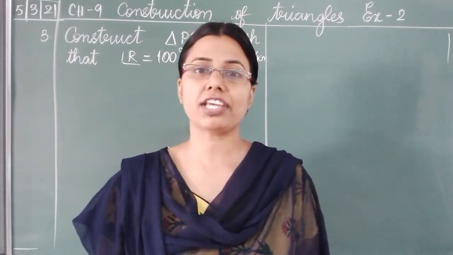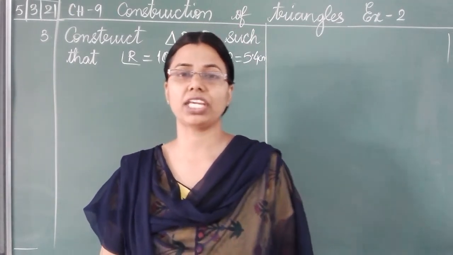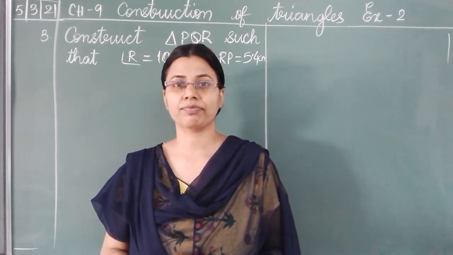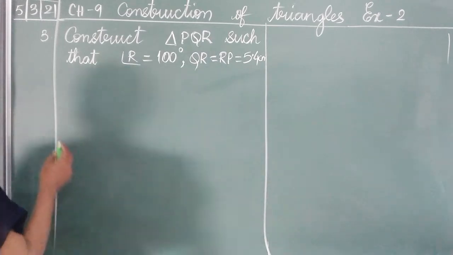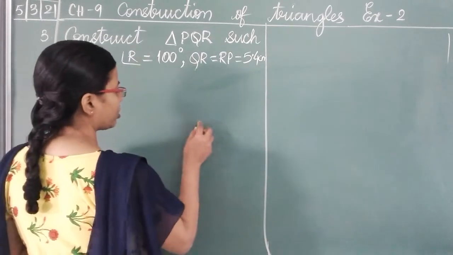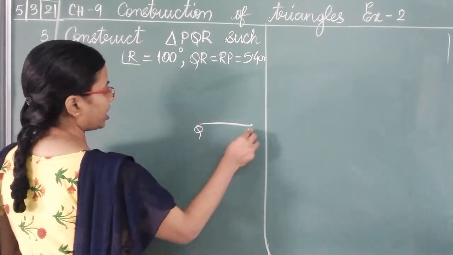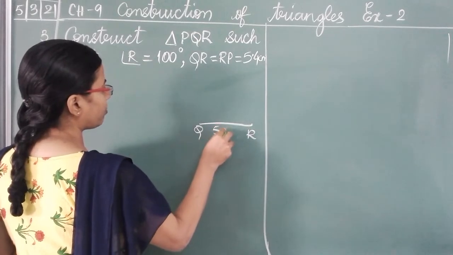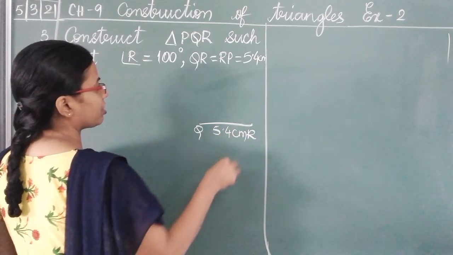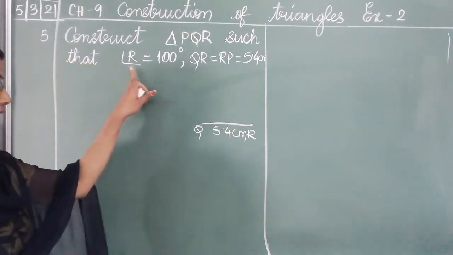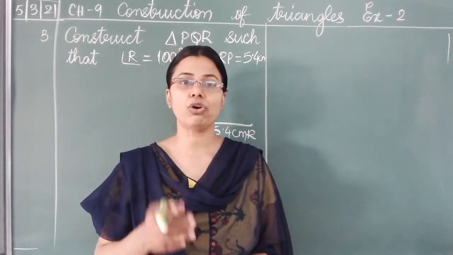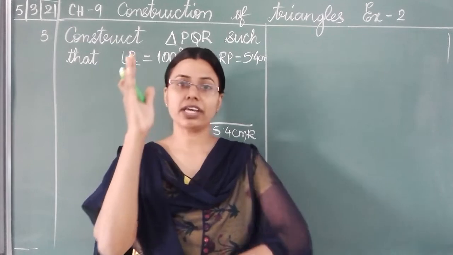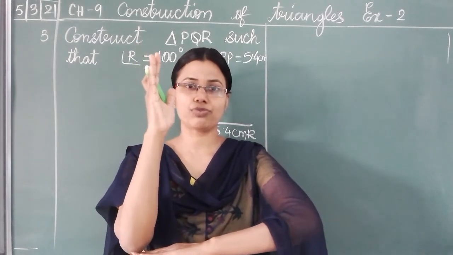What is the first step that we have to do when we are making a construction? Very good. We have to draw a rough sketch. So let us draw a rough sketch first. So I am taking QR, which is of length 5.4 centimeters. Then I know that angle R is 100 degrees. How will you estimate the angle of 100 degrees? Yes, this is a right angle which is formed.